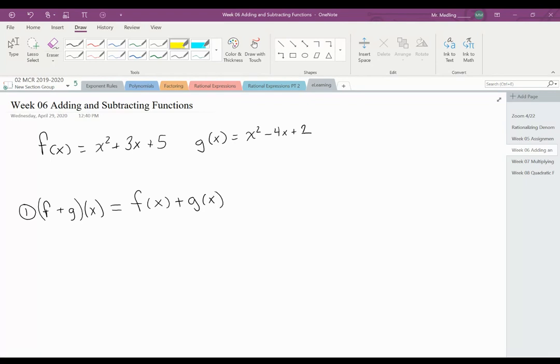So we're just going to do a straight substitution. Where f of x is, I'm going to punch in what it is equal to. So x squared plus 3x plus 5. And for g of x, I'll do the same thing. G of x is x squared minus 4x plus 2, so I'm going to put that in that space.